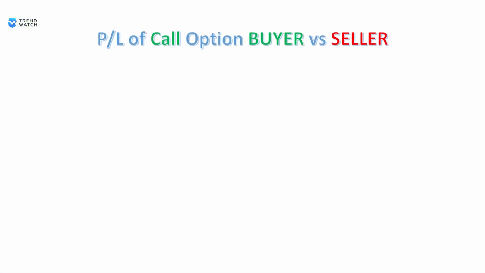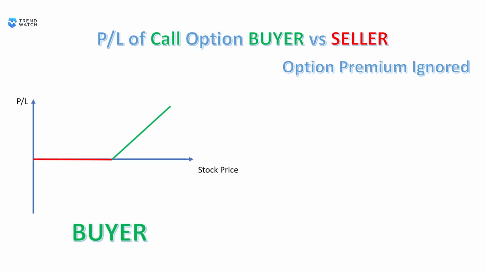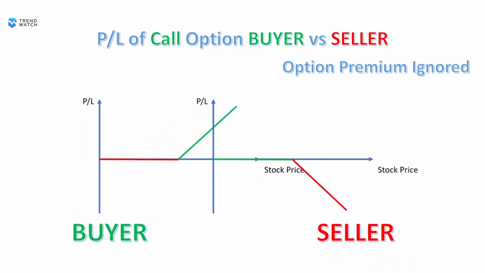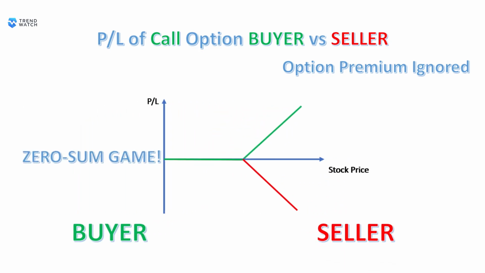When you analyze the profit and loss curves at expiration for both buyers and sellers, you will see that they mirror each other. This occurs because options trading is a zero-sum game. One party's gain is the other party's loss. When you understand the profit and loss curve of the option buyer, you can also determine the profit and loss curve of the seller, and vice versa.